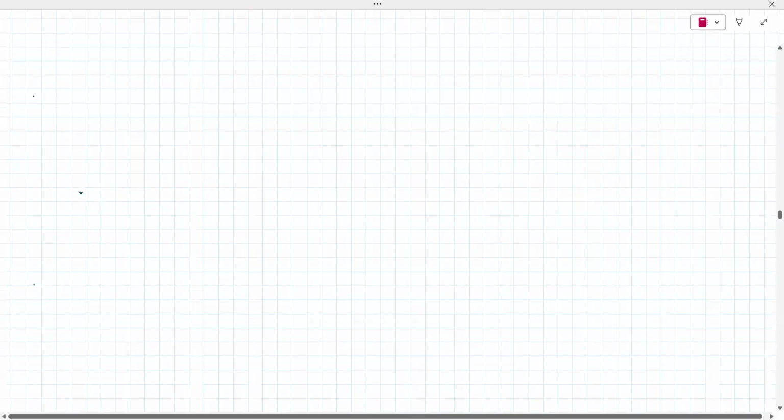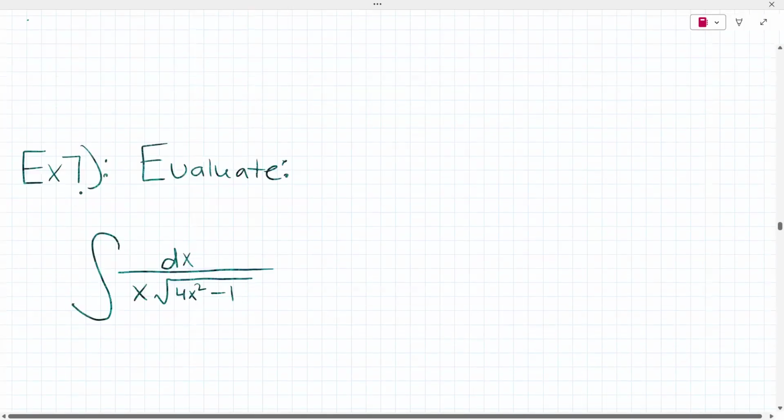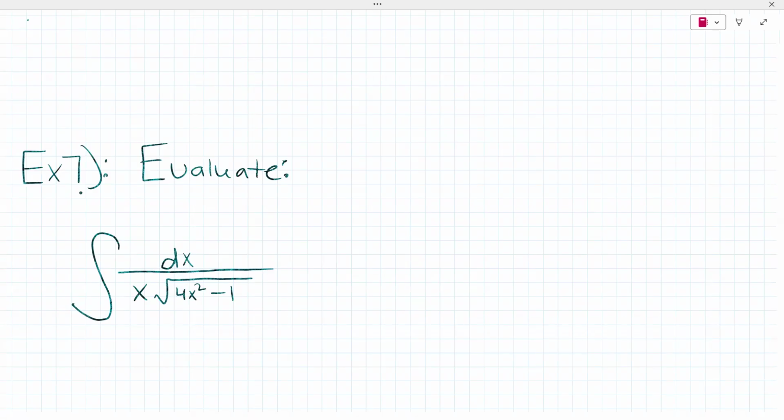Okay, move on to example 7. Evaluate this. Okay, this one's a little bit different. There is a 1 on the top, there is an x here, and then times the square root. So that is one of your, I think it's one of your half angles. Yeah, so that's going to equal 1 over b secant inverse of the absolute value of ax over b plus c.